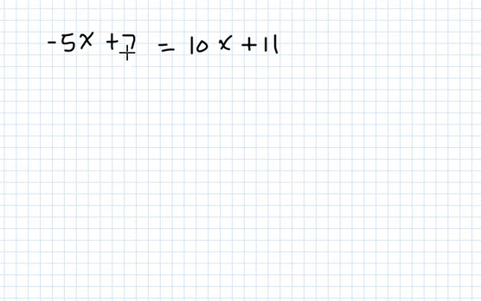And by doing that, because I have a positive 10 as my coefficient in front of this x, and then I have a negative 5, I'm going to end up taking this negative 5 over to the right hand side, and then I'm going to take this 11 over to the left hand side. And of course, by doing that, I'm going to add 5x to both sides.